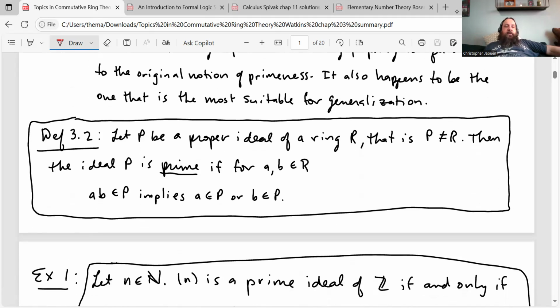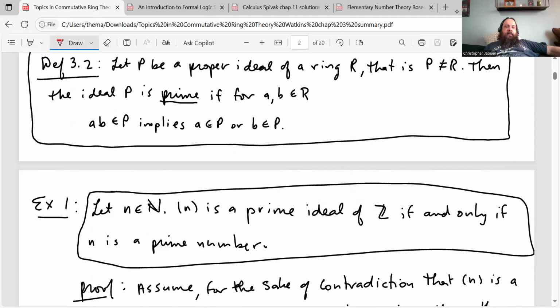Okay, so here's Definition 3.2. Let P be a proper ideal of a ring R. Proper means that it's not the entire ring, so he says here P ≠ R. Then the ideal P is prime if for every a, b in R, ab in P implies a is in P or b is in P. And then we have an example.